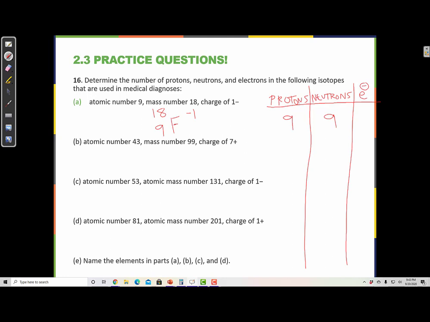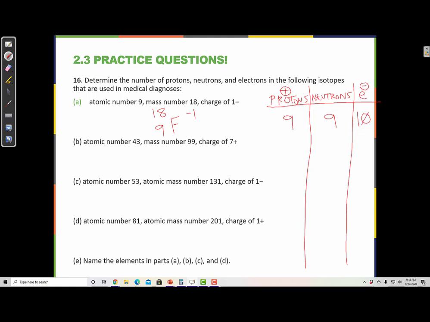So remember, when an atom is neutral, the protons and the electrons are equal. So if this fluorine atom were neutral, it would have 9 protons and 9 electrons. But it's not neutral, it has a charge of -1. And remember that electrons are negative, protons are positive. So if this has a charge of -1, that means it has 1 electron extra, 1 more electron than protons.